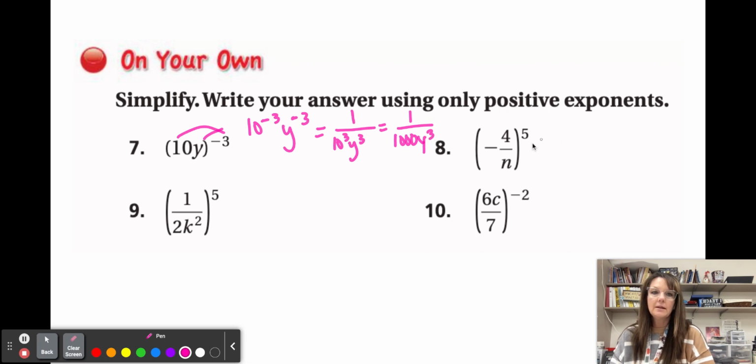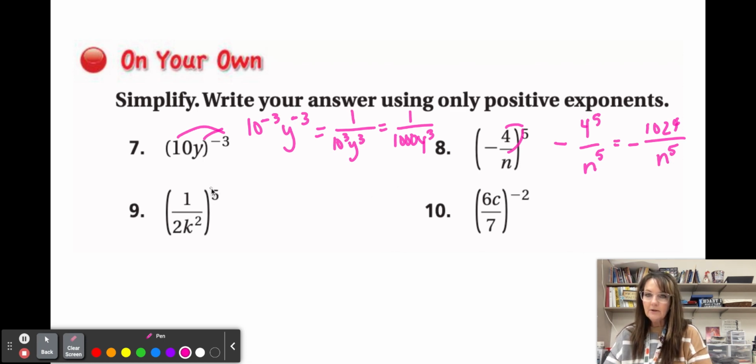Okay. Here, the exponent of 5 goes to the numerator and the denominator. It's positive, so we'll have 4 to the 5th over n to the 5th. And when we evaluate 4 to the 5th, we get 1,024. You can do that on your calculator, and I'll show you how to use the exponent key if you don't know how. Since we don't know what the variable is, we just leave it like that. Okay.